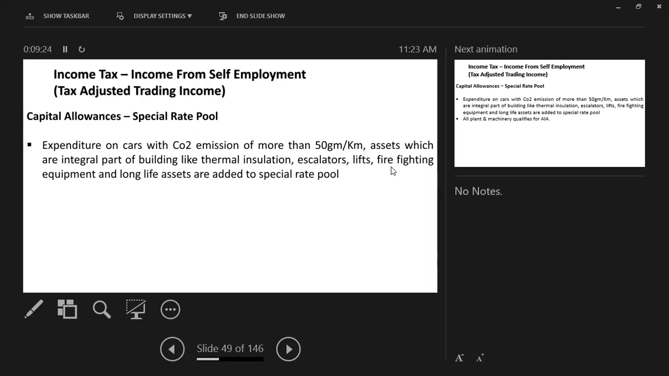capital allowances on them. Next, third item, which is long life assets. We'll discuss what those long life assets are. These are the assets which are included in special rate pool. So next point, please write: all plant and machinery qualifies for annual investment allowance. Whether that is part of special rate pool or the main pool, all the plant and machinery qualifies for annual investment allowance.